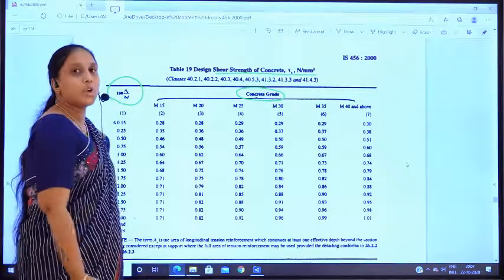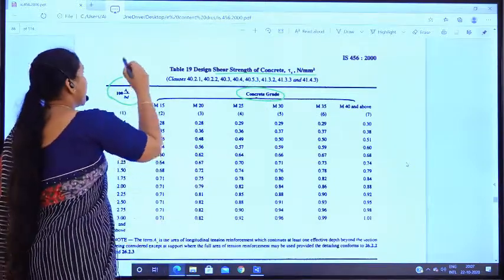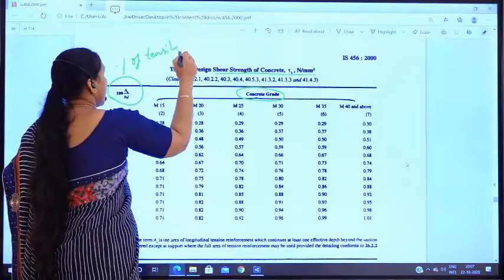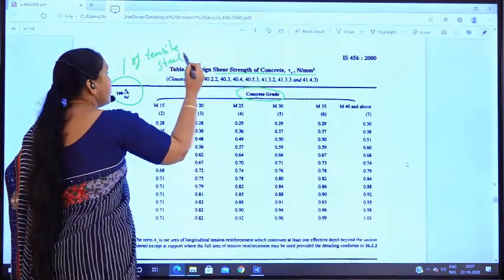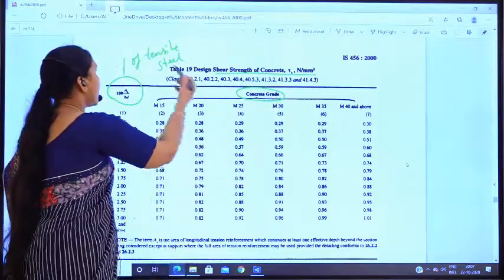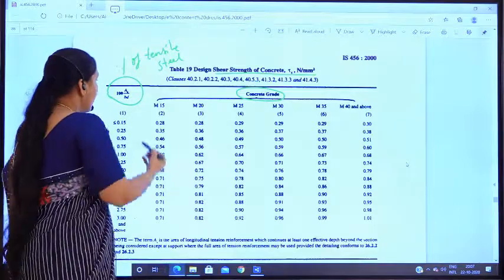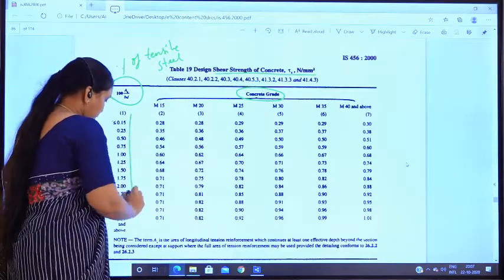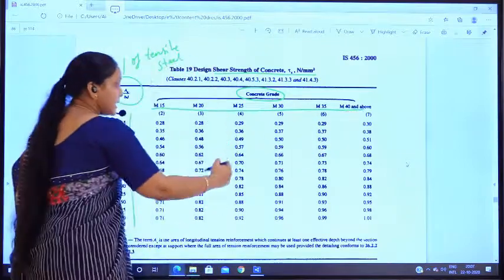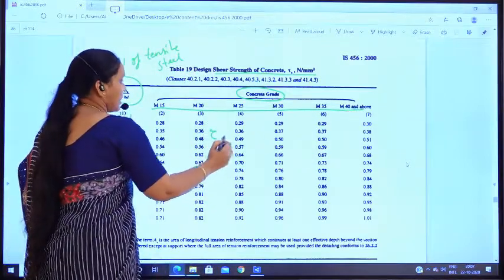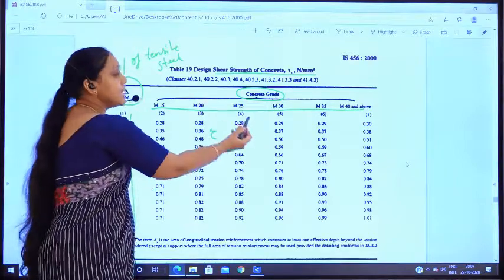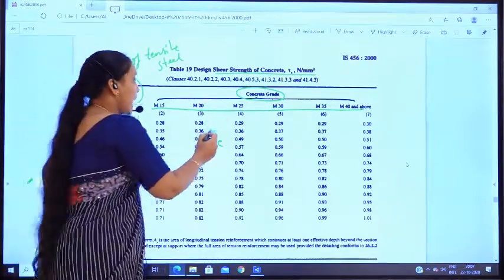So what we have to do here is calculate the percentage of tensile steel, and we have to know the grade of concrete. Based on the grade of the concrete and the percentage of tensile steel, these are the tau c values. From this table, for different percentages of steel and different grades of concrete, we take the tau c values.